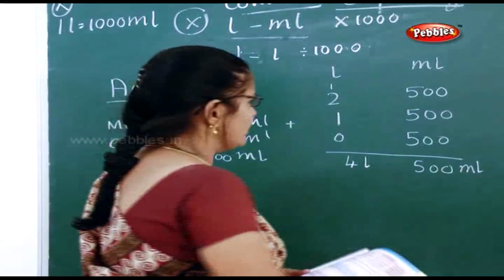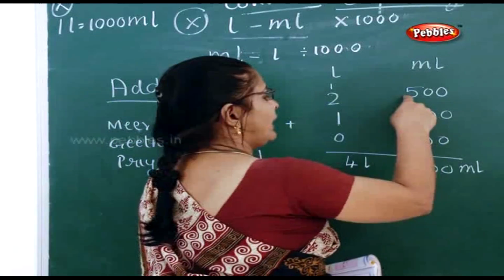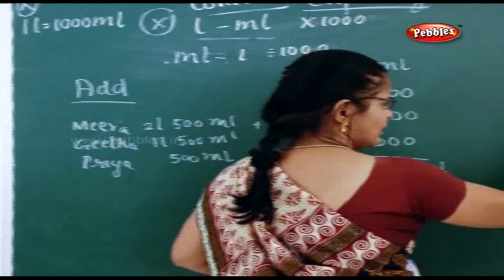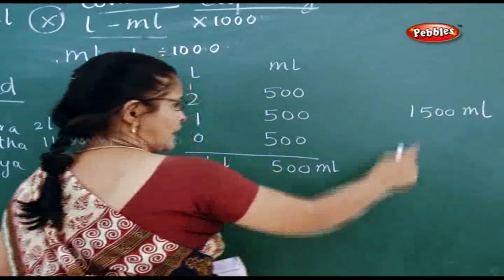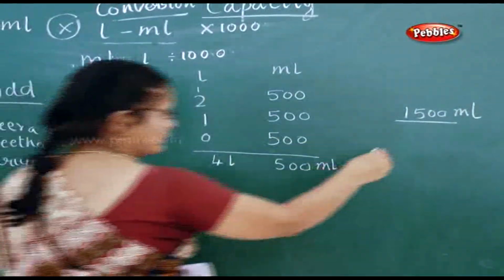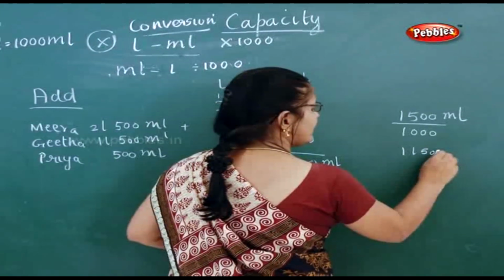Actually, this is the way you can do it. I told you one more way also you can do. Add all these 500 ml, you get 1500. Am I right? 1500. Now, when you want to convert this into liter, you divide it by 1000. So, how much do you get? You get 1 liter and 500 ml.